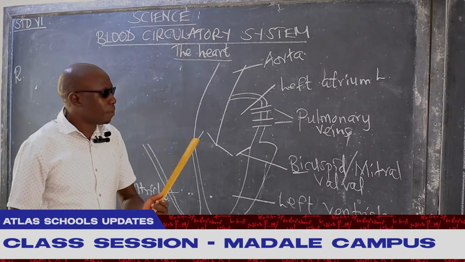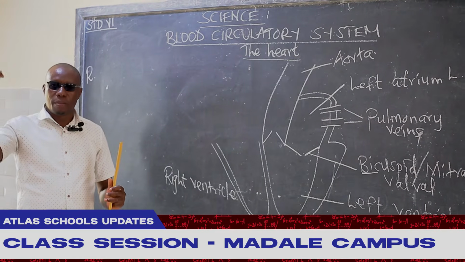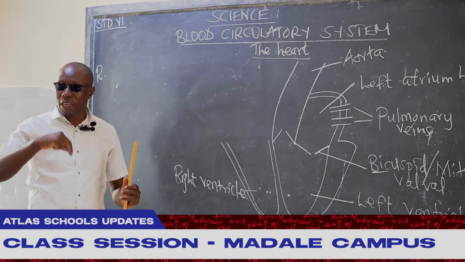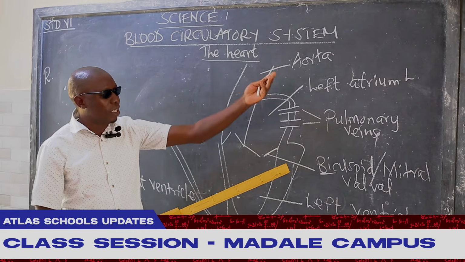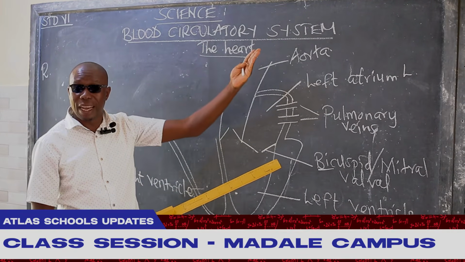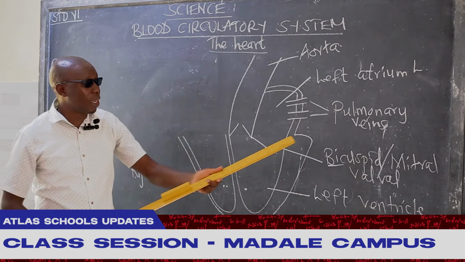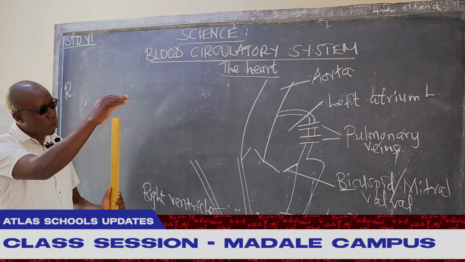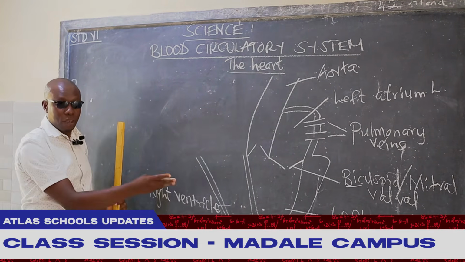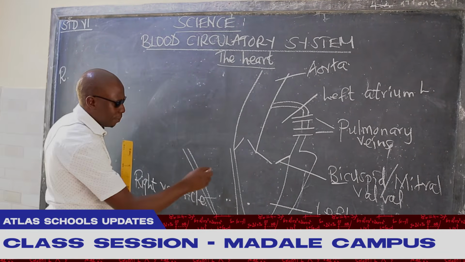By definition, a vein is any blood vessel which transports blood to the heart. So when it is pulmonary vein, it means it transports blood from the lungs to the heart. That is why it is given the name pulmonary vein. The pulmonary vein will transport blood from the lungs back to the heart. Right? Now we are coming to this other side.